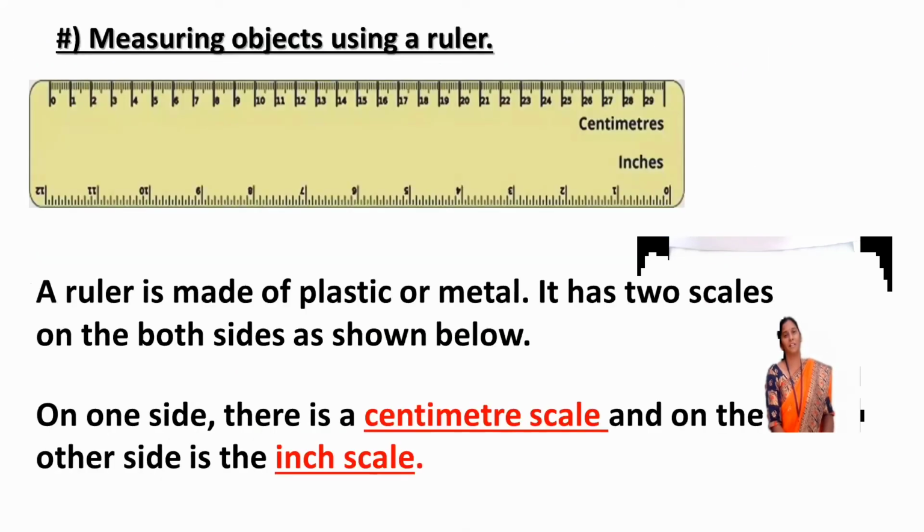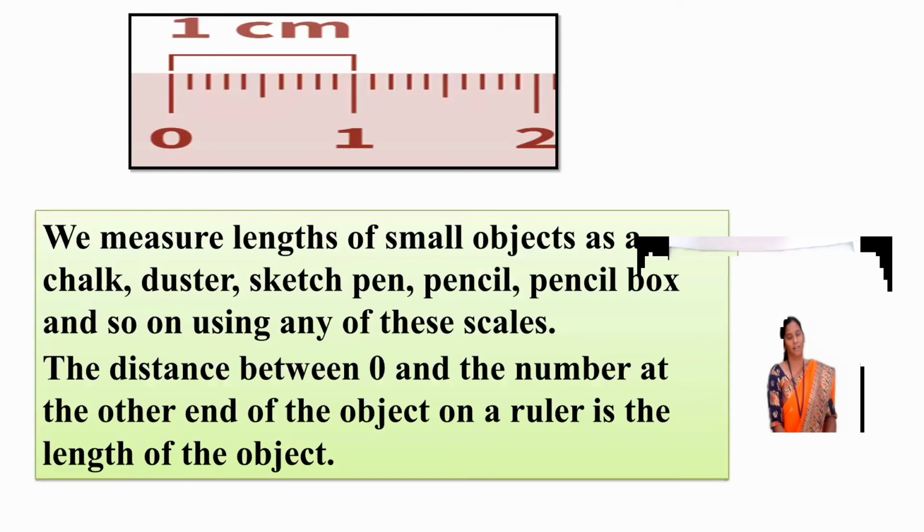Measuring objects using a ruler. A ruler is made of plastic or metal. It has two scales on both sides as shown below. On one side there is a centimeter scale and on the other side is the inch scale. We are going to see only the centimeter scale. We measure the length of small objects such as chalk, duster, sketch pen, pencil box, and so on using any of these scales.